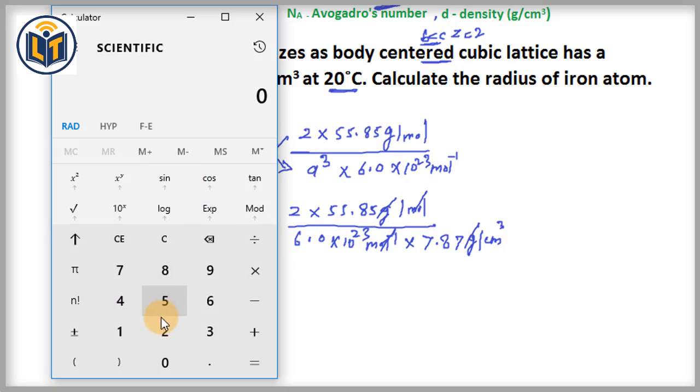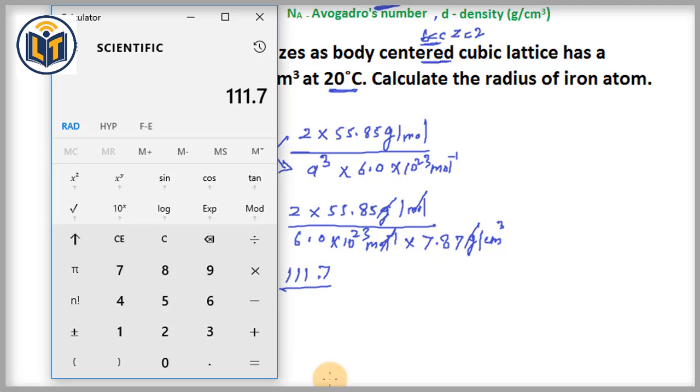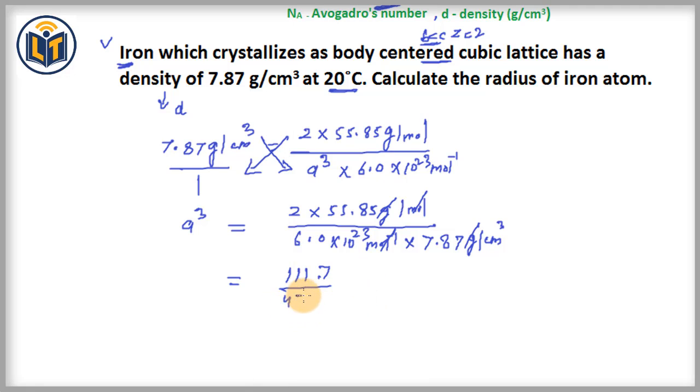Here we have 2 multiplied by the top number 55.85, and the value which we get is 111.7. Here we have 111.7, and at the bottom we can multiply the numbers. 6.0 multiplied by 7.87, and the value which we get is 47.22. Here we have 47.22, and it is multiplied by the exponent, that is 23.